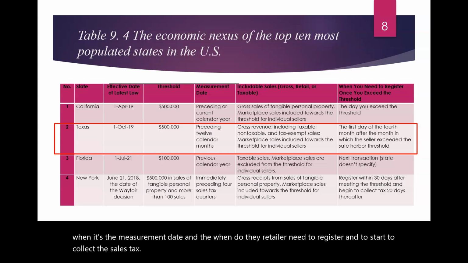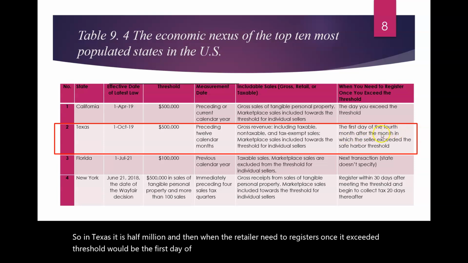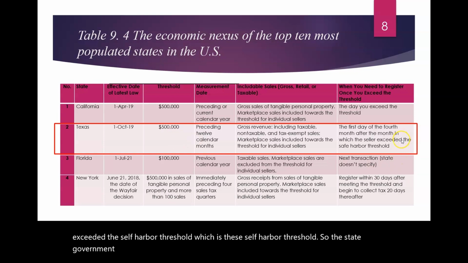So in Texas, it is 500,000, and then when the retailer needs to register, once it exceeded the threshold, will be the first day of the 4th month after the month in which the seller exceeded the safe harbor threshold. So the state government of Texas give the online retailers 3 months of time to work on setting up the tax collection mechanism.